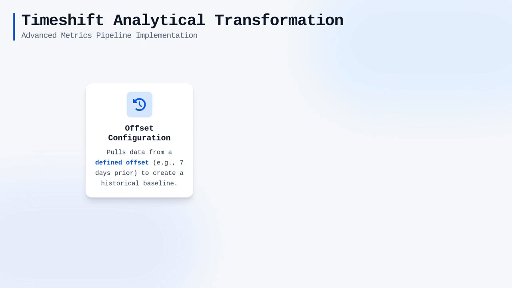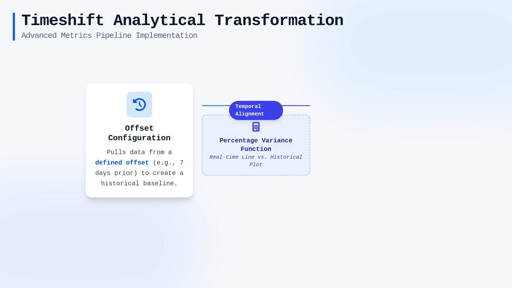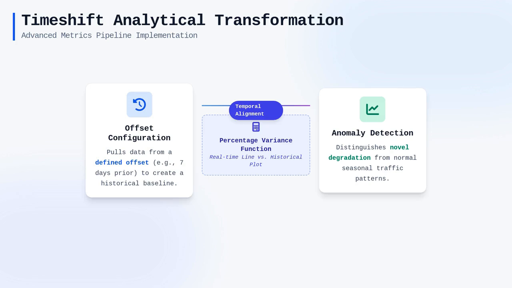Once both the real-time line and the historical baseline occupy the same temporal space, we can visualize the delta using percentage variance functions. This specific calculation is vital when you need to distinguish between minor deviations that fall within a normal operational profile and legitimate novel degradation anomalies. For instance, if your service traffic consistently climbs during specific user activity windows, the time-shifted plot will mirror this movement, preventing the creation of false positive alerts.